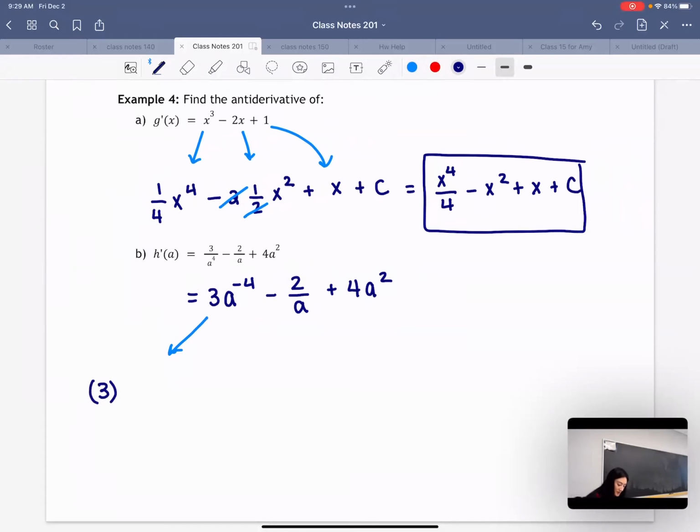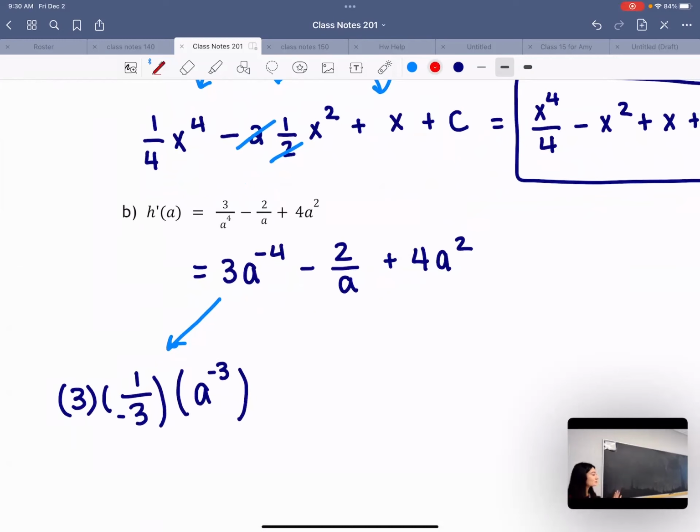Well, it'll be 3, right? What would I multiply 3 by? Maybe 1/3. Would it be 1/3 or negative 1/3? Negative 1/3, right? And what would the new power be? Would it be the third or the negative third? Negative third, right? So I know I kind of did this really fast. Let me just show an extra step here.